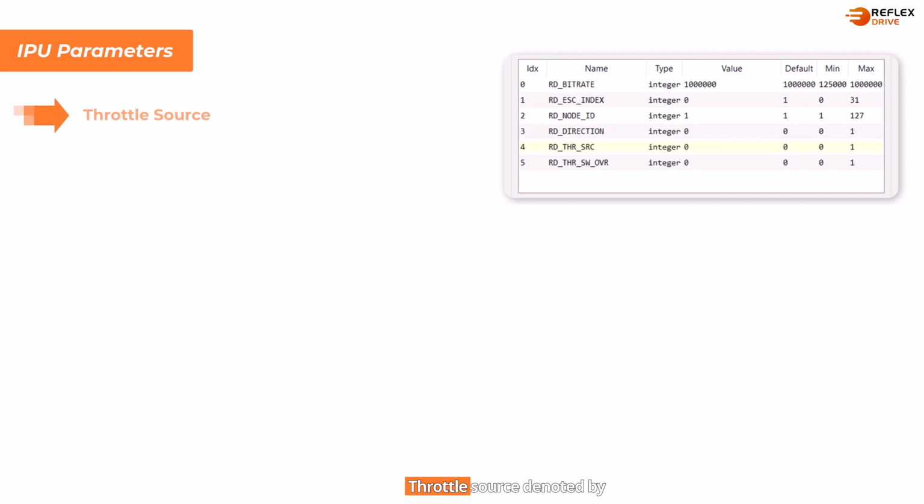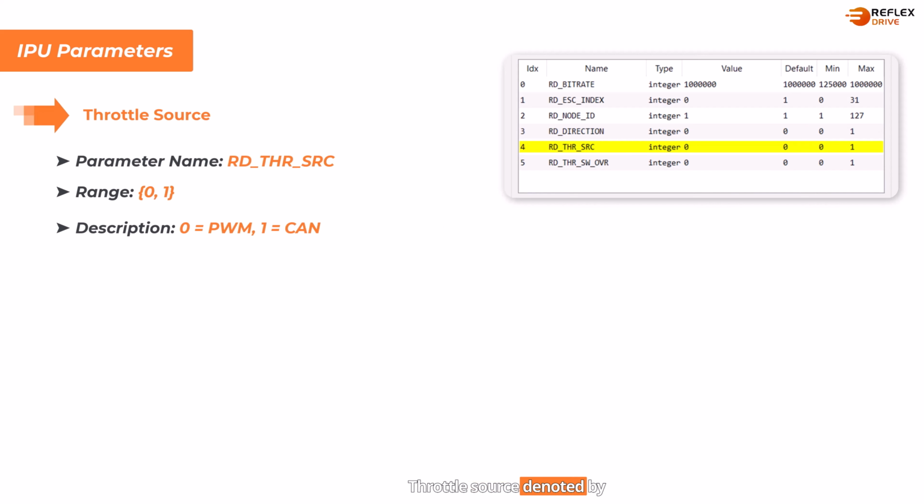Throttle source, denoted by RD_THR_SRC, selects the communication method, CAN or PWM. A parameter value of 0 sets the throttle source to PWM at startup, while a value of 1 selects CAN.